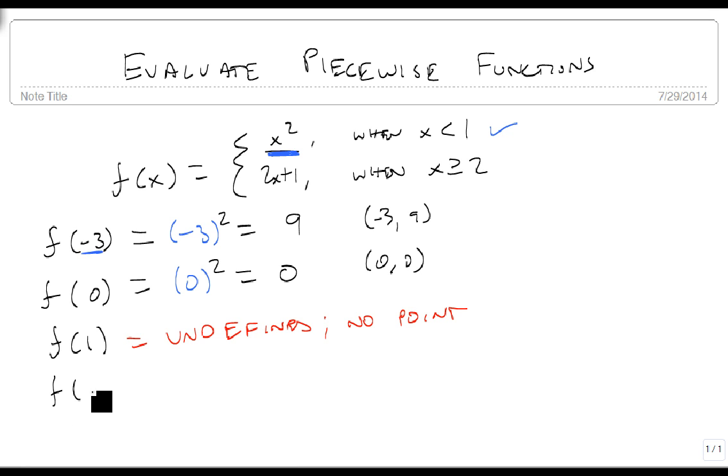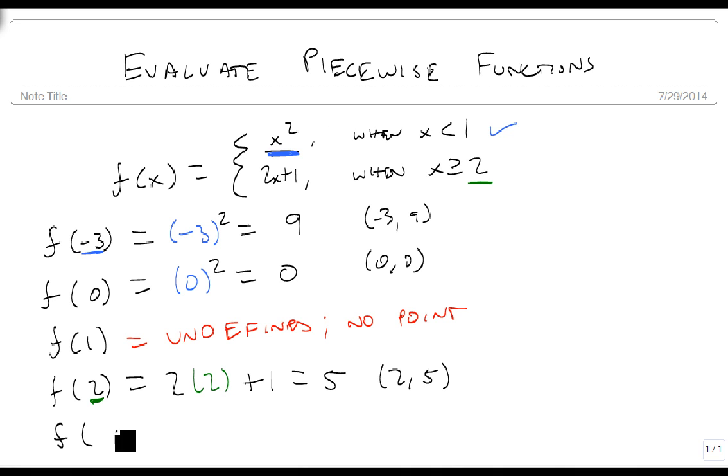Well, f of 2. In this case, 2 is greater than or equal to 2, so we're going to use this rule, and we get 2 times 2 plus 1, which is 4 plus 1, which is 5, so I get a point at 2, 5. Notice I switched rules because I switched which area I was in my piecewise function.